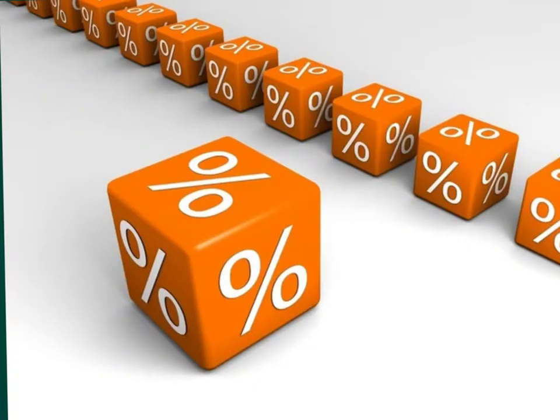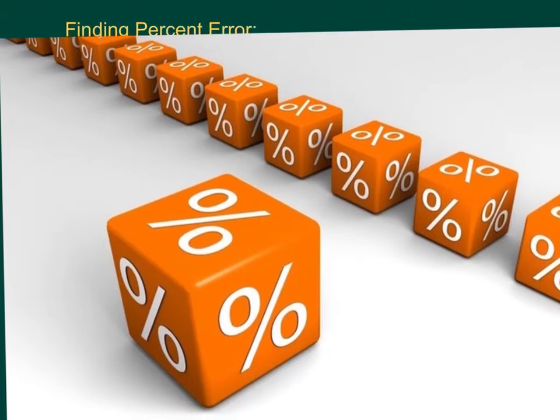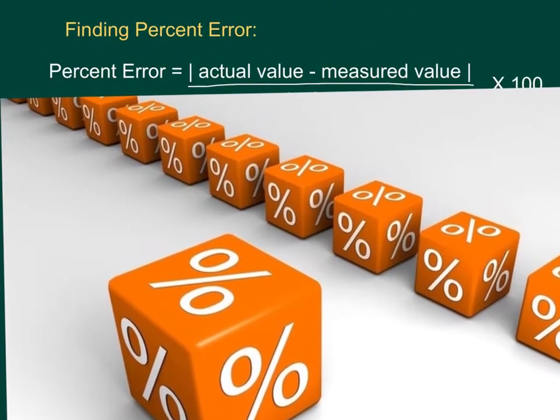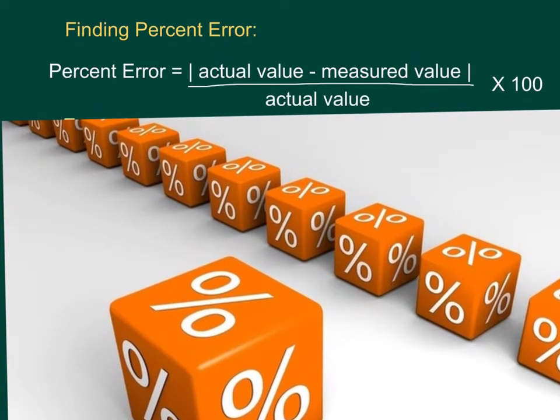The last application of percent that we will be exploring is finding percent error. The equation for finding percent error is the absolute value of the actual value minus the measured value divided by the actual value times 100. Please take a moment to pause this video and record this equation in your notes.